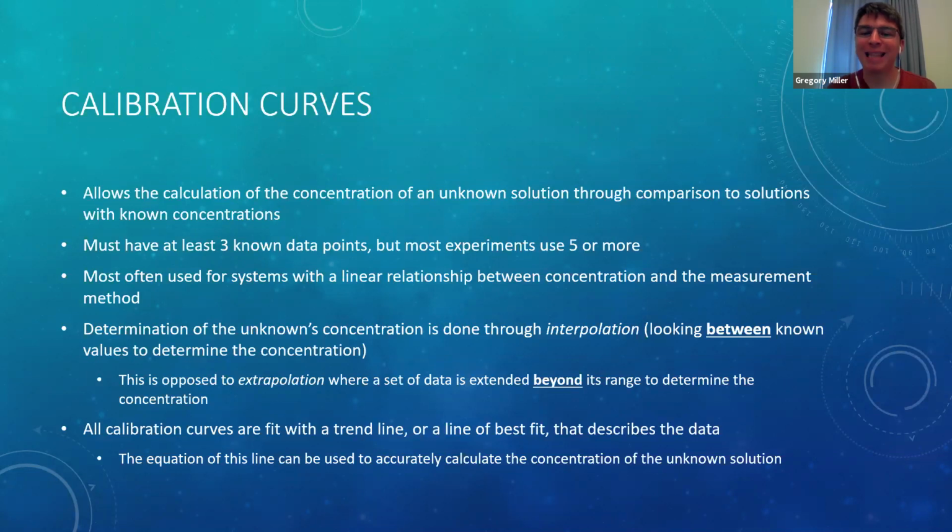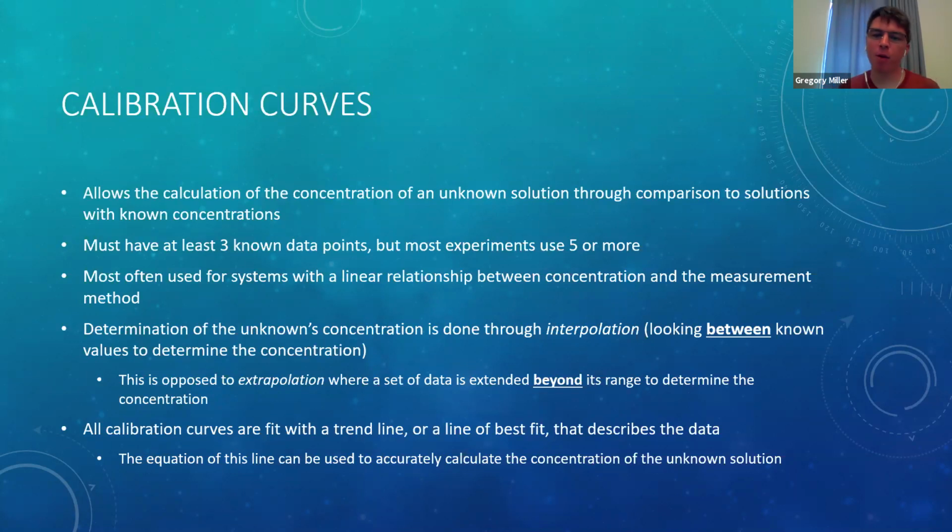Without getting super mathy, calibration curves use linear relationships that should form a nice straight line. But a line can always be made from 2 points. So you have to have at least 3 points to make a true calibration curve, though most will use 5 or more, just to be very, very accurate and precise and know what's going on. So we'll determine the unknown's concentration through what's called interpolation. We'll use a calibration curve to look between values that we know to figure out the concentration of the unknown.